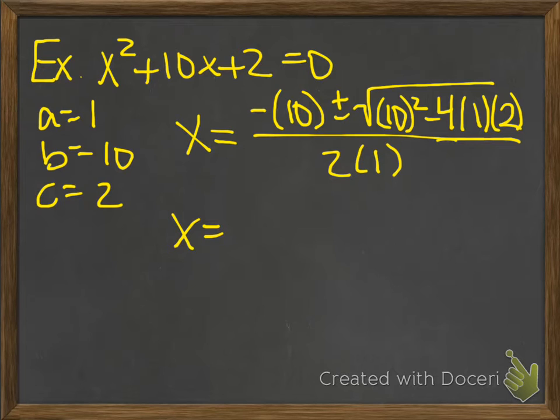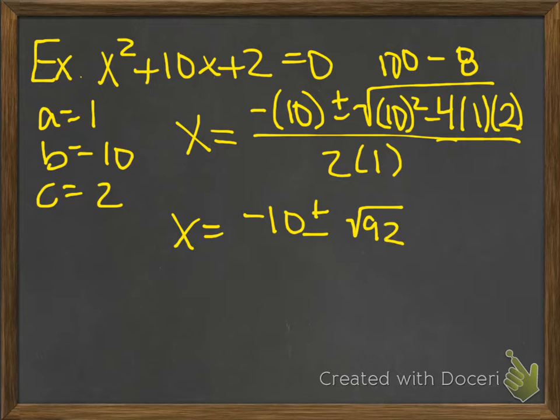There are some steps you could do with a calculator. And if you can see those, great. If you don't, well, I guess I'll make it harder for you. But at this point, I've already substituted in. I've got this problem. I've chosen my A, B, and C. I've substituted in. I could look at that and go, what's 10 squared? 100. What's 4 times 1 times 2? 8. Negative 8. So I've got 100 minus 8, which is 92. So I've got negative 10 plus and minus the square root of 92 over 2.